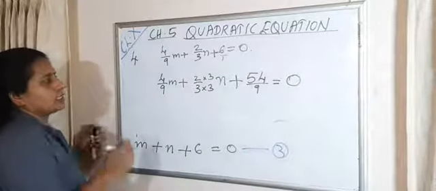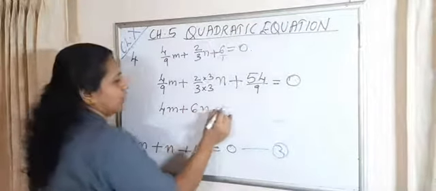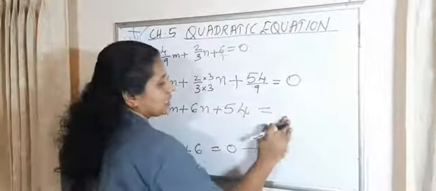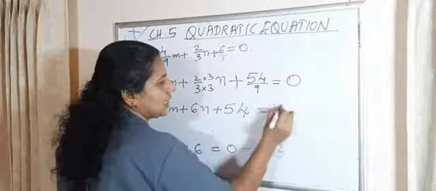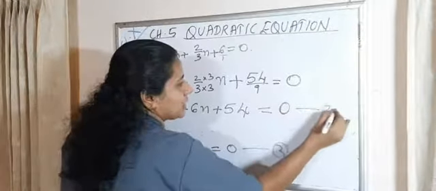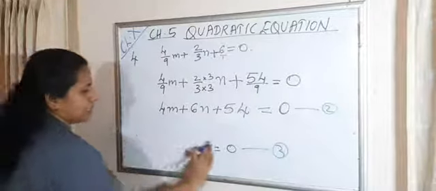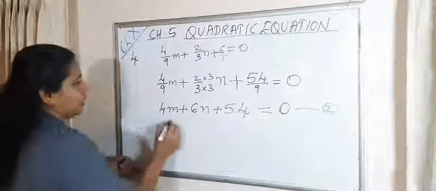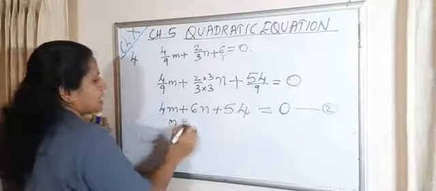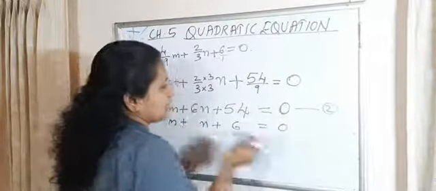That is 4m plus 6n plus 54, and transpose this 9 to the RHS side. 0 into 9 is 0. That is your second equation. So the same second equation, and our third equation is m plus n plus 6 is equal to 0. This is your third equation.